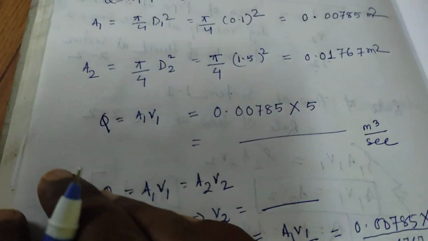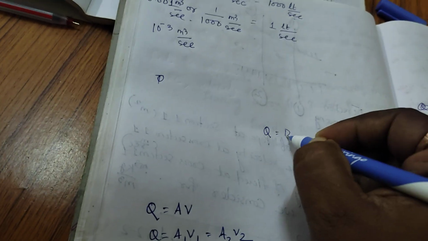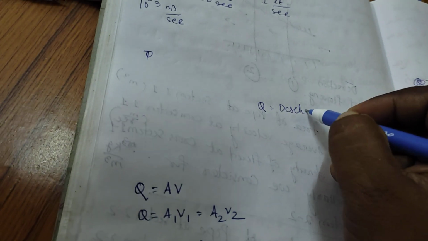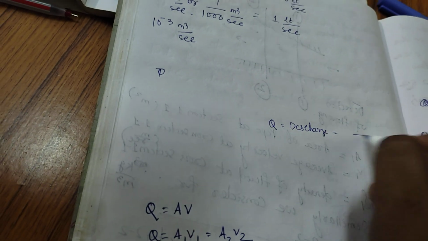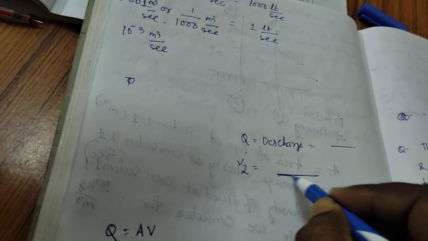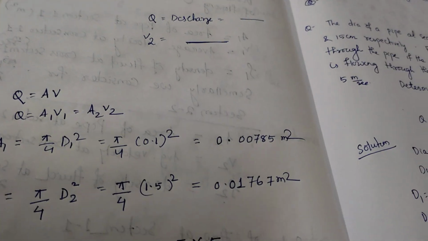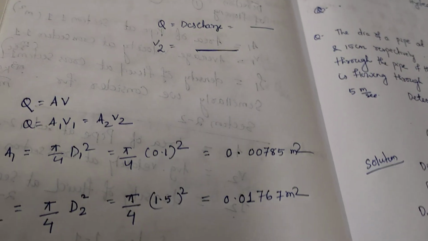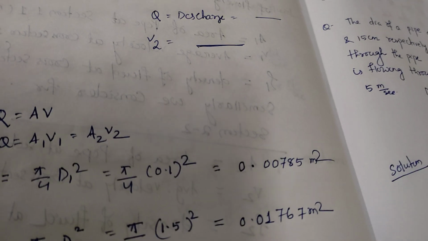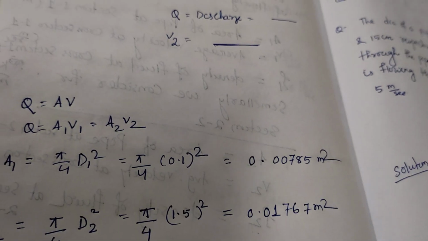So from that equation they can calculate the Q, that is discharge, and the velocity at section 2. This is the task for the student. They can calculate the velocity and the discharge. So here we can calculate two things. One is your discharge, another is velocity. Now you go for the second question.